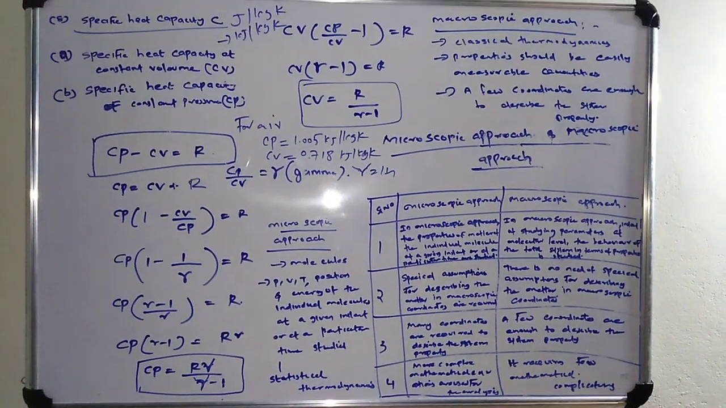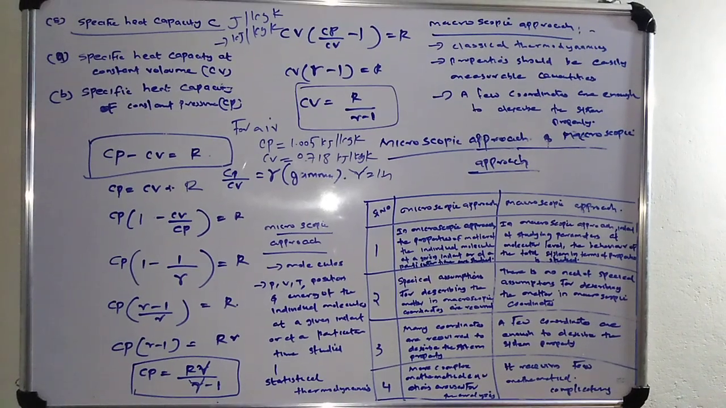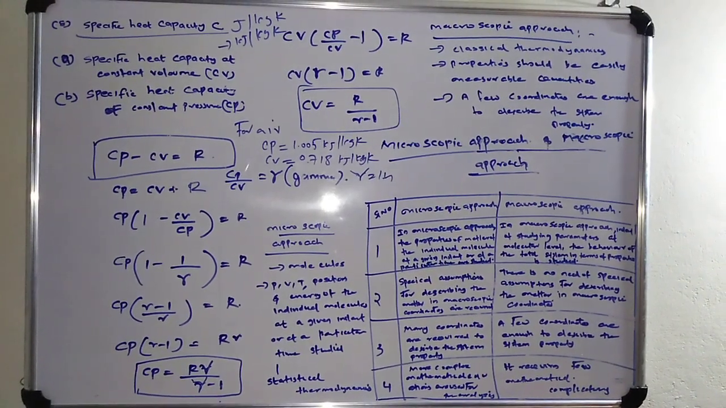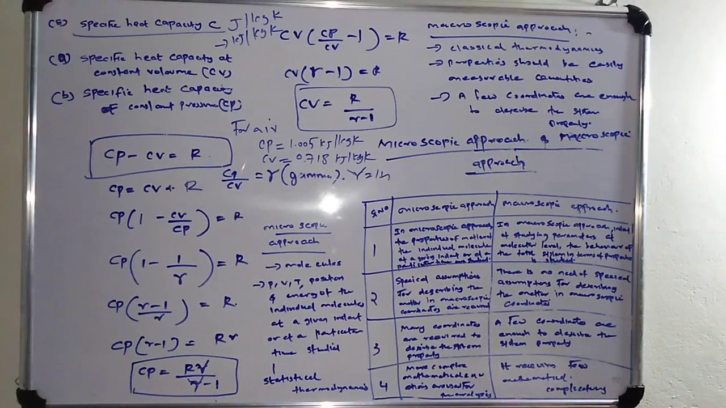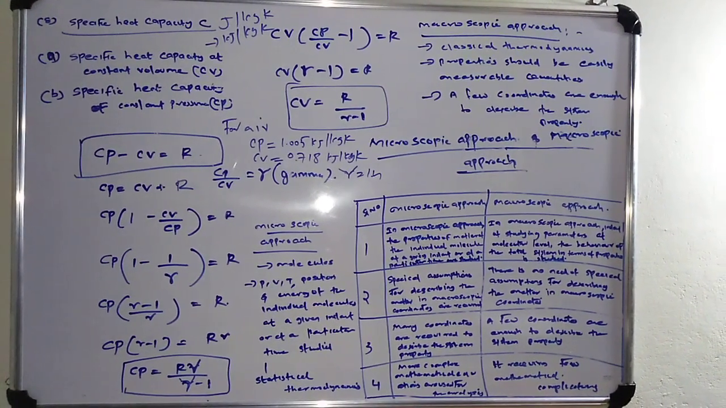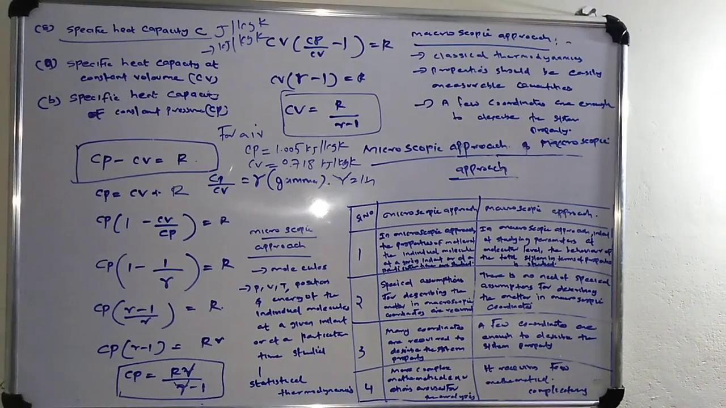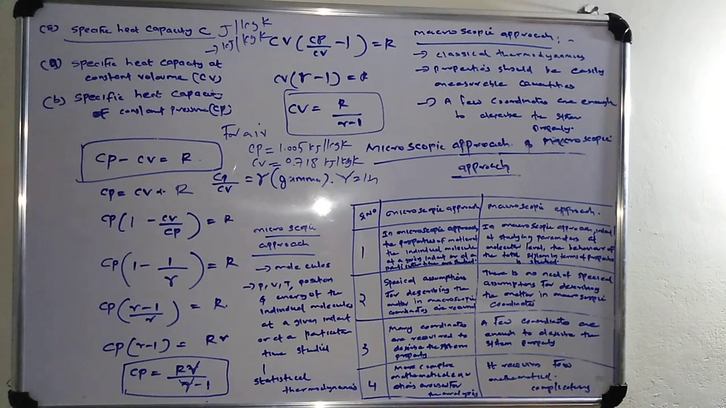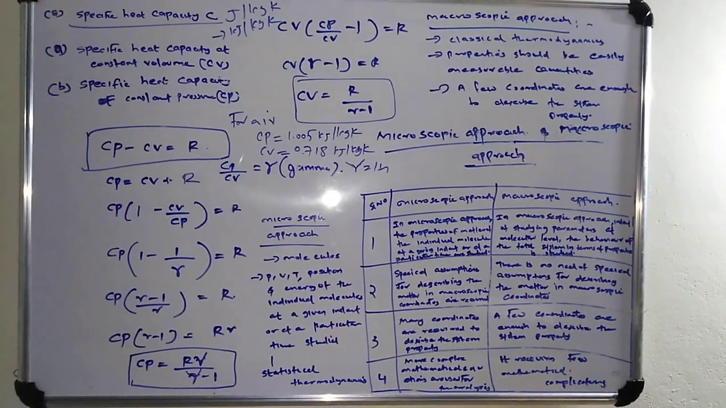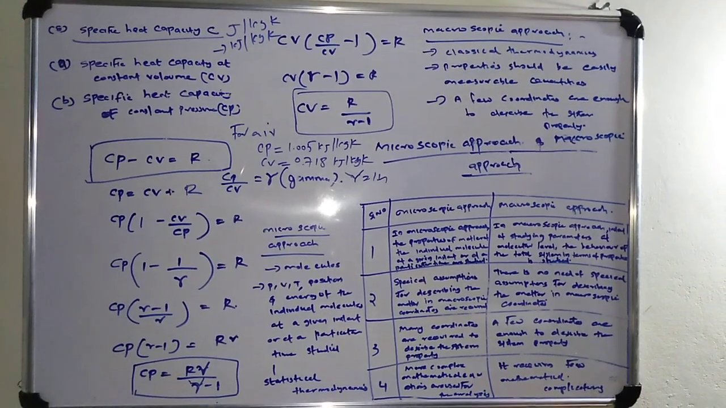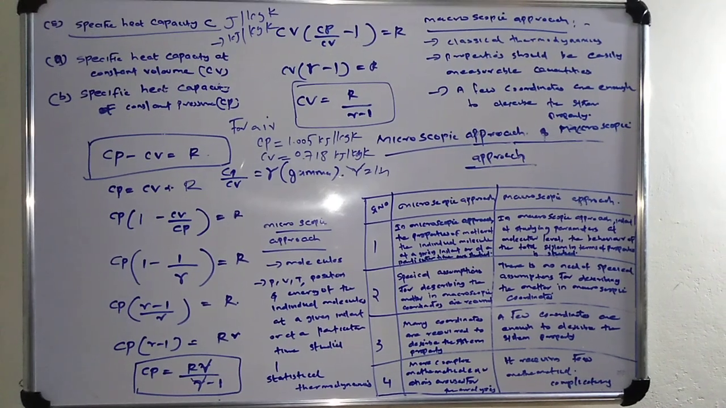In our previous class we discussed thermodynamic properties, 7 properties. Today's class we are discussing the 8th property: specific heat capacity. It is represented by the letter C. The unit is joule per kg Kelvin or kilojoule per kg Kelvin. The quantity of heat required for raising or lowering the temperature of unit mass of the substance through 1 degree is known as specific heat capacity.